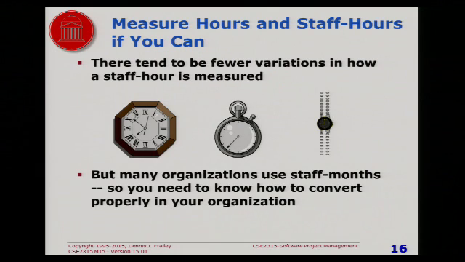If you can measure hours, it's harder to get them wrong, it's harder to fudge them, it's harder to make bad assumptions about that. But many organizations, for example, use staff months. They estimate effort in staff months. And if that's what they do, you have to say, well, how many hours is in a staff month so that I can measure it correctly?